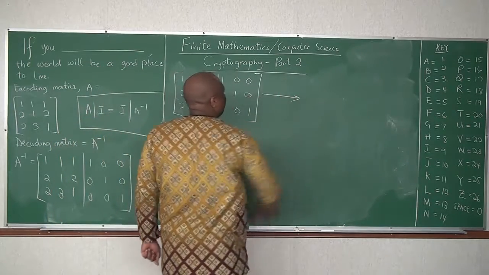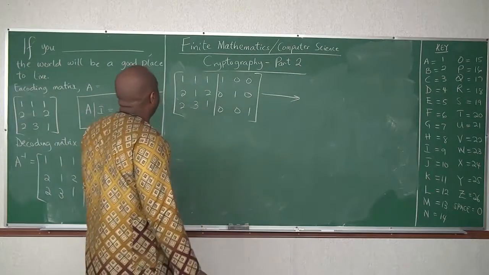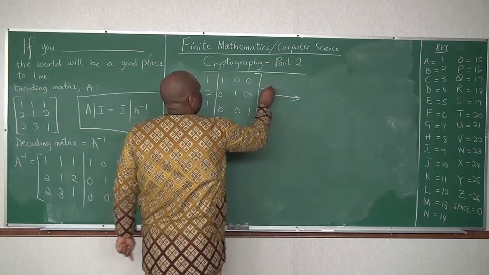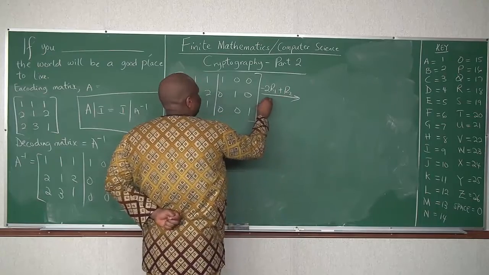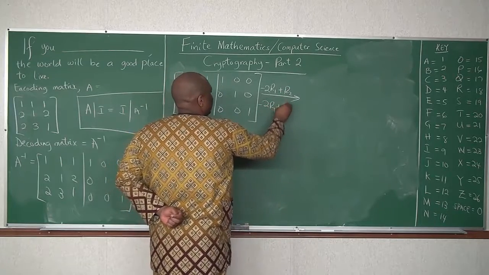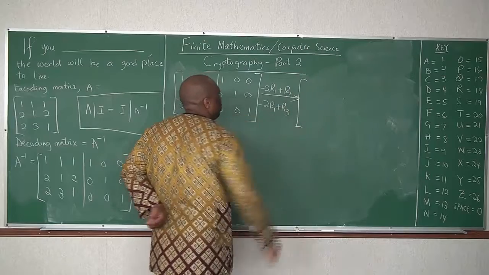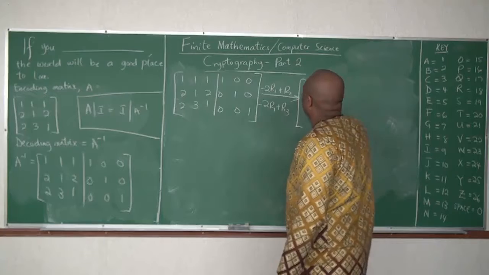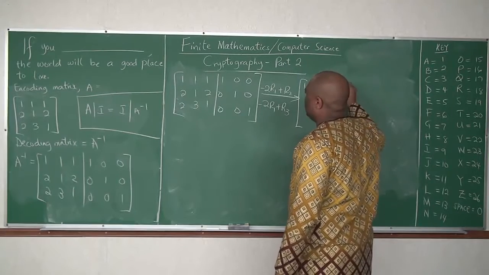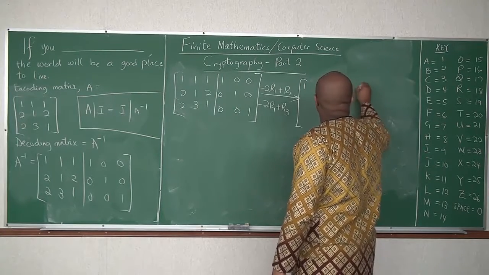I will write the operations. This is negative 2 R1 plus R2, and then negative 2 R1 plus R3. R1 is unchanged, so I write it first: 1, 1, 1, 1, 0, 0.